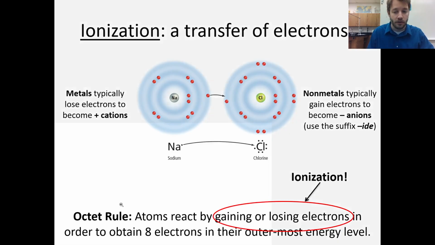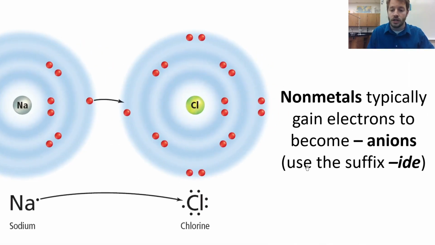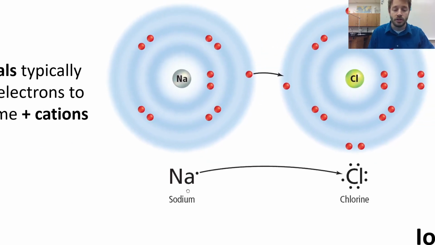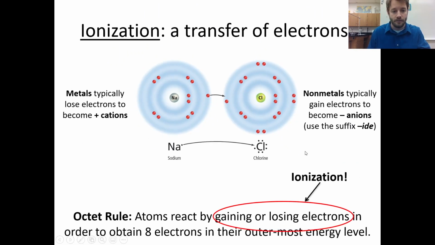It's also important to note that whenever we form a negative ion, we change the suffix of the element to "ide." So we go from chlorine to chloride. So chloride ion, and then we would just say sodium ion. We don't change the ending for positive ions.